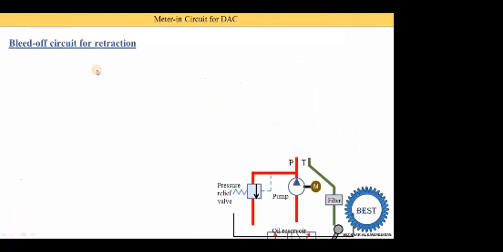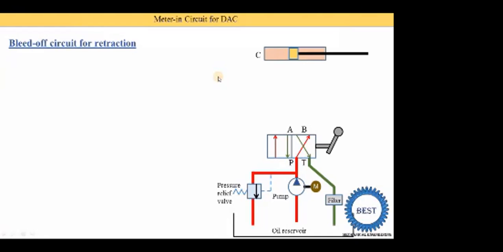Now we study the bleed off circuit for retraction. These are the basic components that we already studied. We know that in a bleed off circuit, the bypass line is provided at the inlet of the cylinder. So which is the inlet line for the retraction? We know the rod end port line is the inlet for the retraction, and the cap end port side is the outlet for the retraction. So the bypass line is provided in this line, in the B to R line. So this is the bypass line.